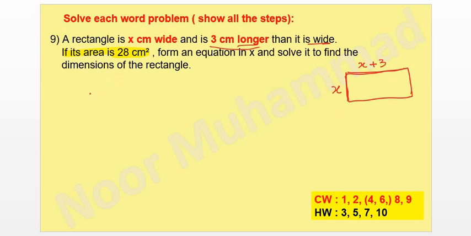So what is the length and the width? If you multiply both of these, x times x plus 3, it will give me the area. And how much is the area? It's 28 square centimeters. And now better pause the video because our equation is ready.